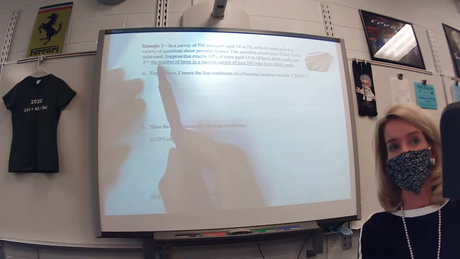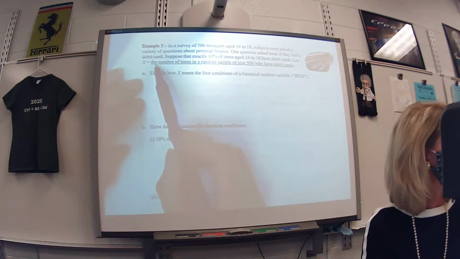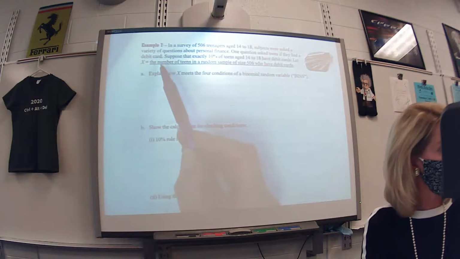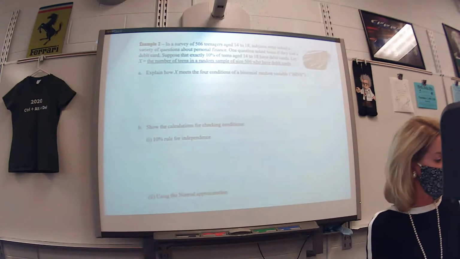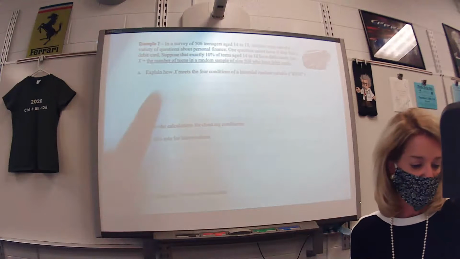Do you guys have debit cards yet? Yeah, I actually got one for my sons pretty early on too. They just weren't allowed to use it all the time, but if there's an emergency, it was nice to have it.